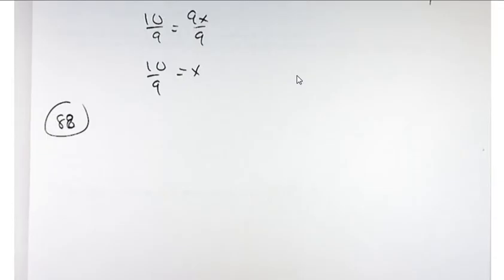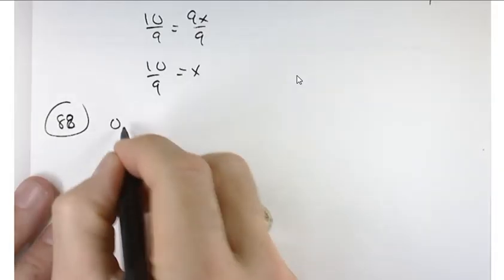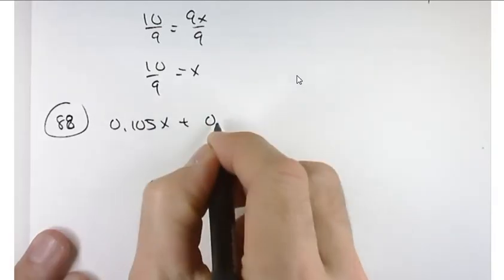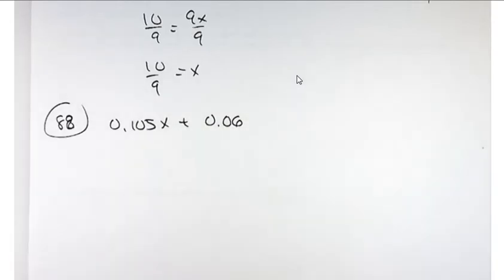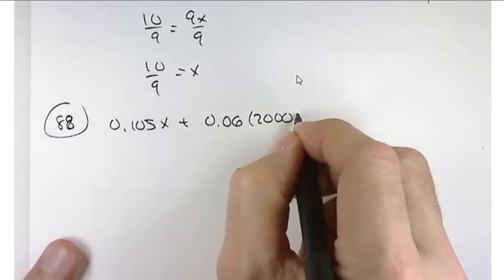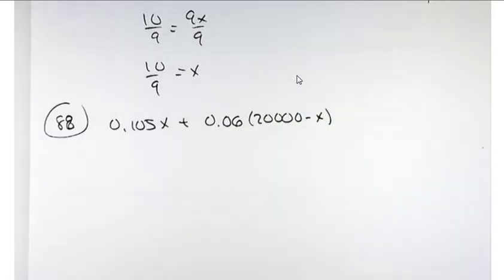Problem number 88. So 0.105x plus 0.06 times 20,000 minus x equals 1740.